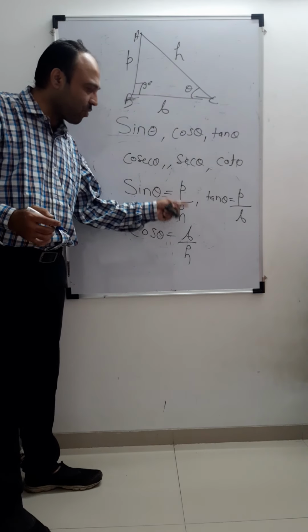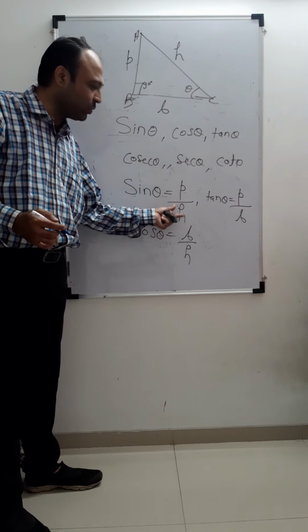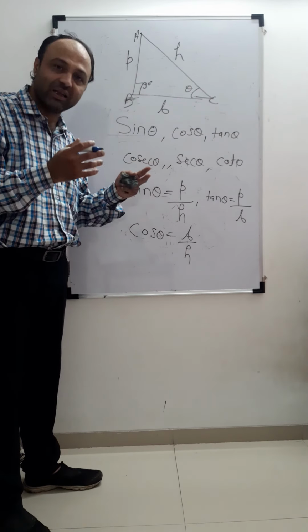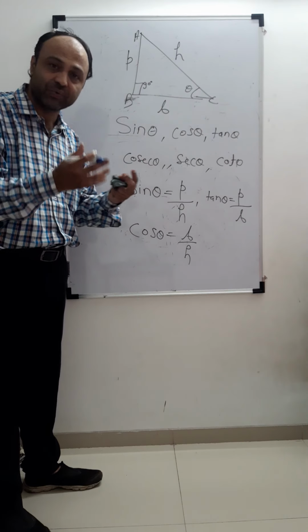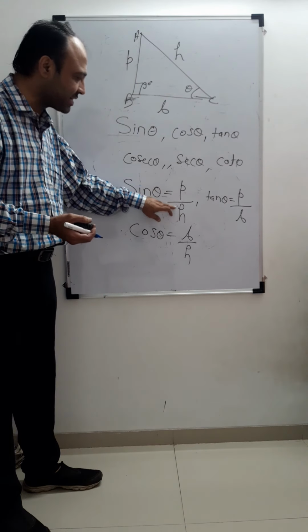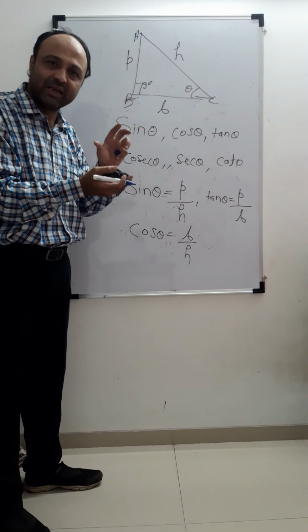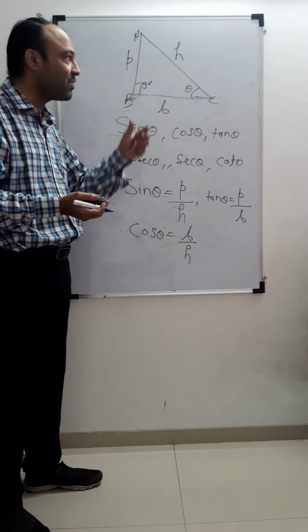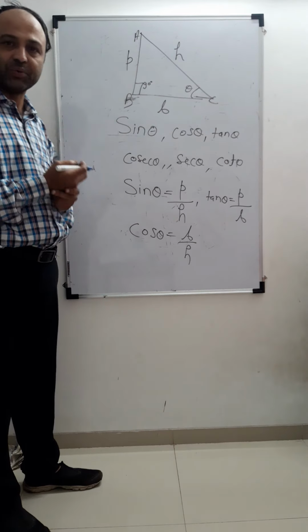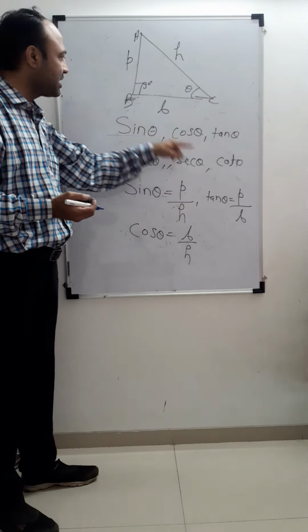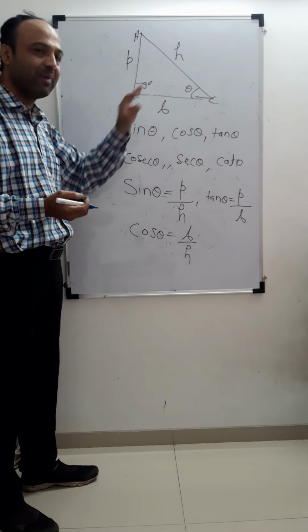In fact, these are providing you the ratio of sides. See, these are sides, P by B, these are sides. So it is providing you a ratio. That is why we call them trigonometric ratios. Fine. So sine theta is P by H, cos theta is B by H, tan theta is P by B.